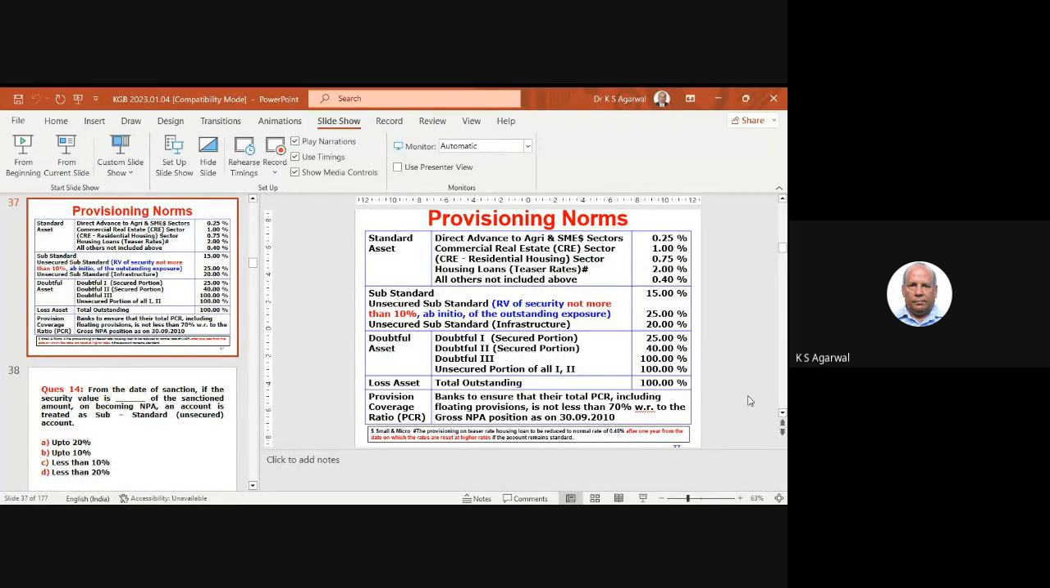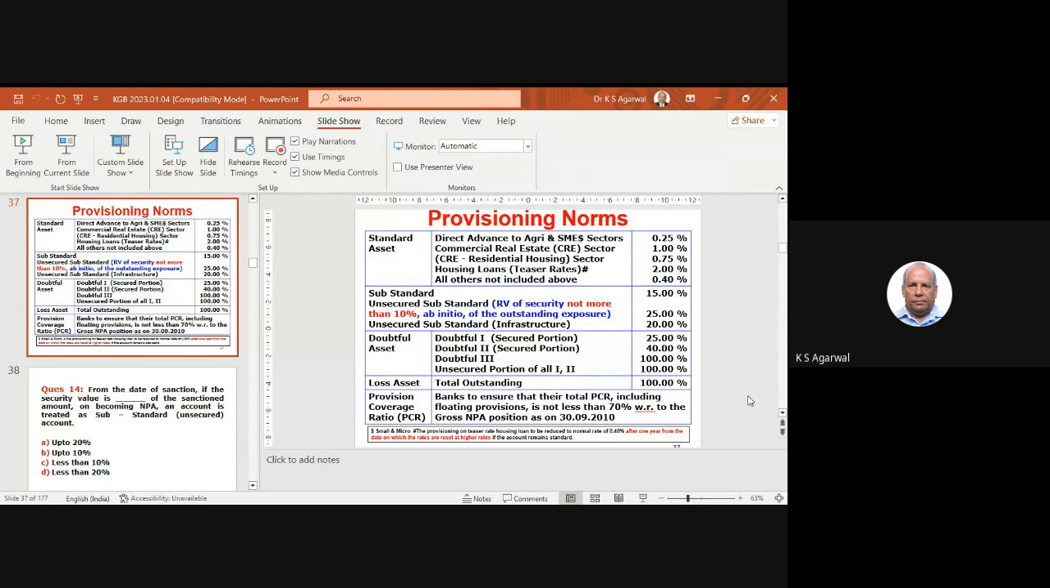For a standard asset, direct advance to agriculture and micro and small sector, 0.25%, commercial real estate sector, 1%. CRE residential: there may be an integrated project where the commercial FSI is not more than 10% of the total FSI. So residential units are more, commercial units are less. Such advances are known as CRE residential housing. And for them, there is a concession in provisioning. Here, only 0.75% provision is to be maintained.